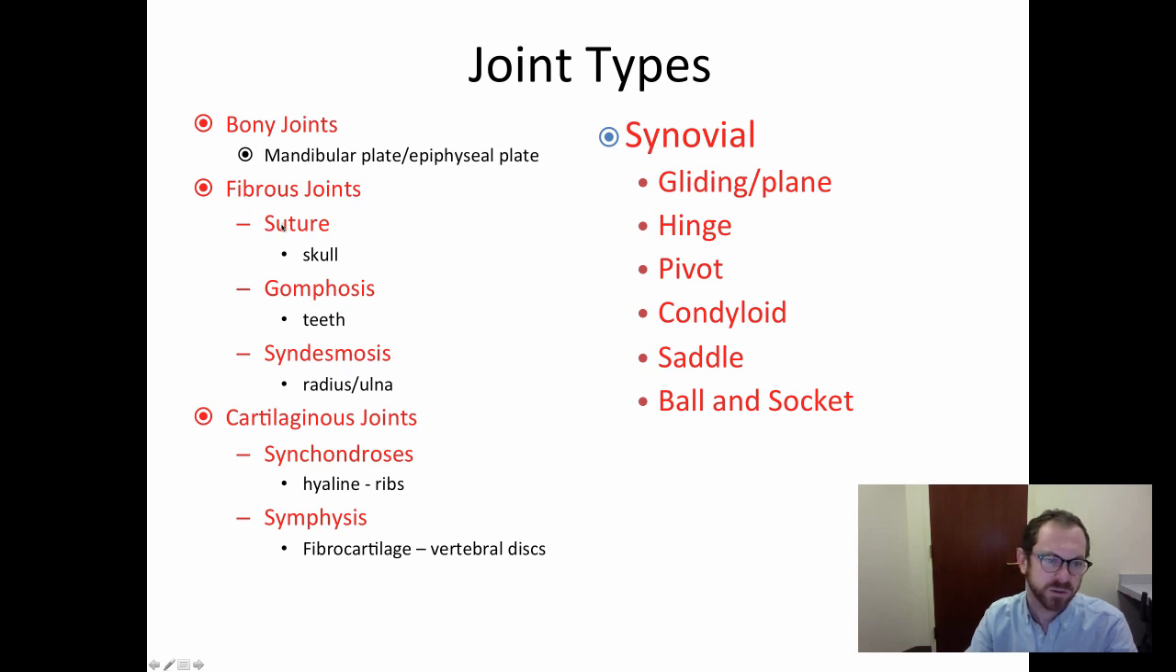Within our fibrous joints, we have sutures. You find those at the skull. Gomphosis, these are going to be in our teeth. Syndesmosis, this is going to be radius and ulna. Within cartilaginous joints, we have synchondroses, that's at the ribs. And we also have symphysis, that's at your vertebral discs. And then for our synovial joints, we have gliding, hinge, pivot, condyloid, saddle, and ball and socket. And now we're going to go into each of these major joint types as well as their subtypes.